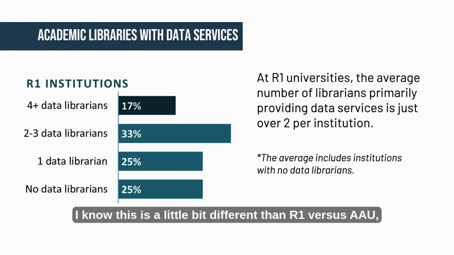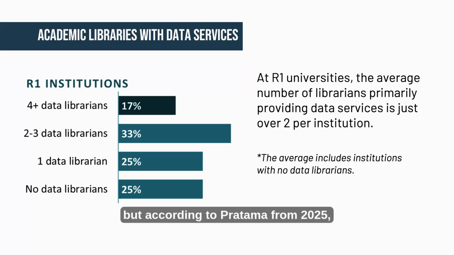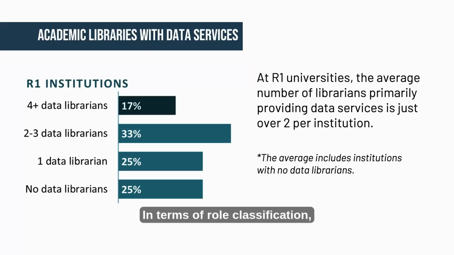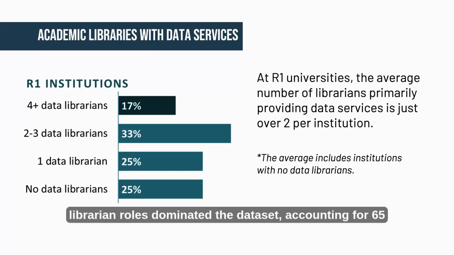Now, I know this is a little bit different than R1 versus AAU, but according to Pratama from 2025, AAU libraries now devote about 2.30% of their staffing to data-focused roles, and many of them maintain dedicated data services pages. In terms of role classification, librarian roles dominated the data set, accounting for 65.11% of all data-focused roles in these libraries.